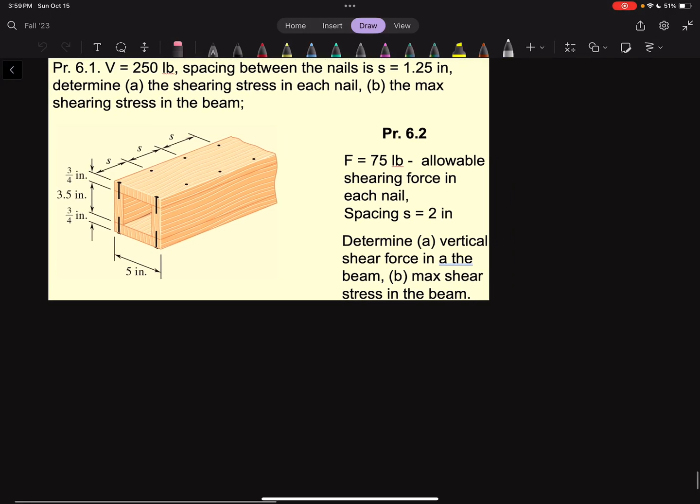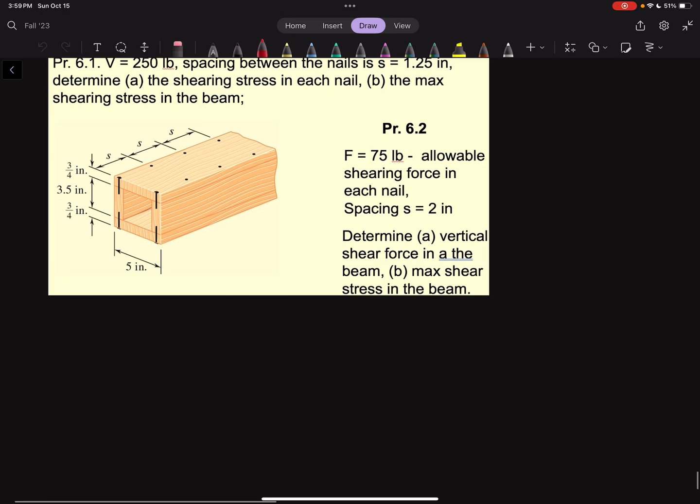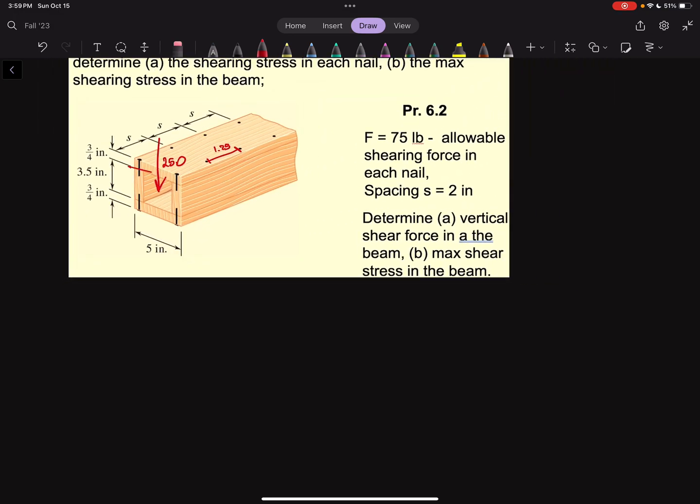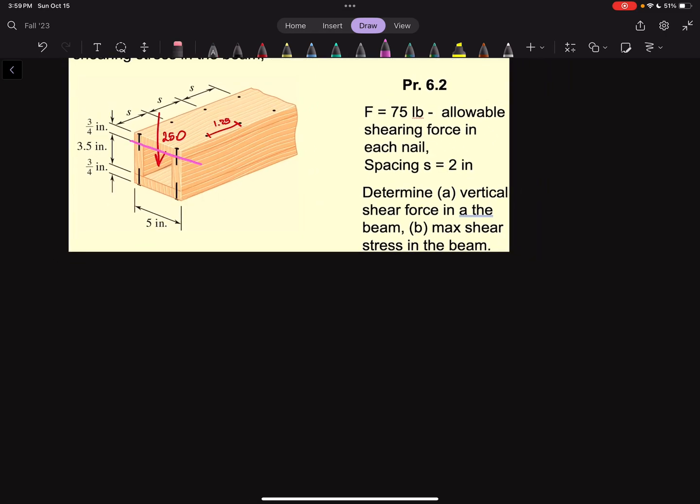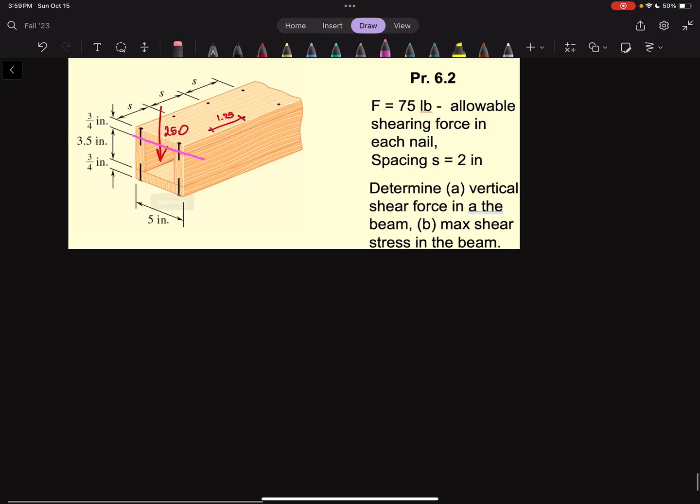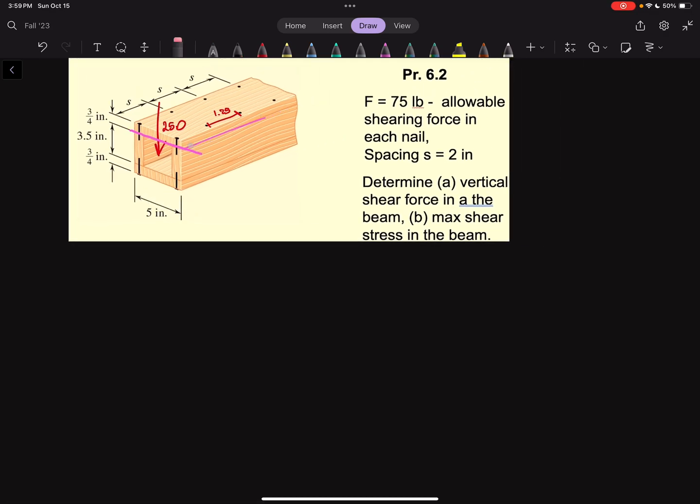All right, V is equal to 250 pounds. So we've got a nice V going down here. Spacing between the nails is 1.25 inches. Determine the shearing stress in each nail and the max shearing stress in the beam. Okay, well, in each nail, they're glued right here. So we need a cut right there, and that's going to cut all the way down here, right? So what we really want to use is tau is equal to VQ over IT.